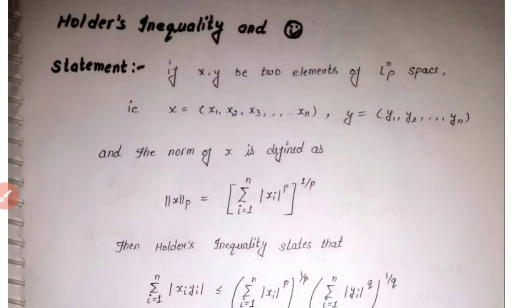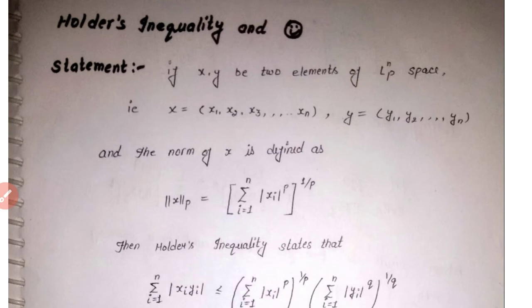Hey, welcome back. Today we will discuss Holder's inequality. So the statement of Holder's inequality: if x and y are two elements of the L^p space, x is given here as an n-tuple and y is also given here as an n-tuple. So x and y belong to the L^p space.